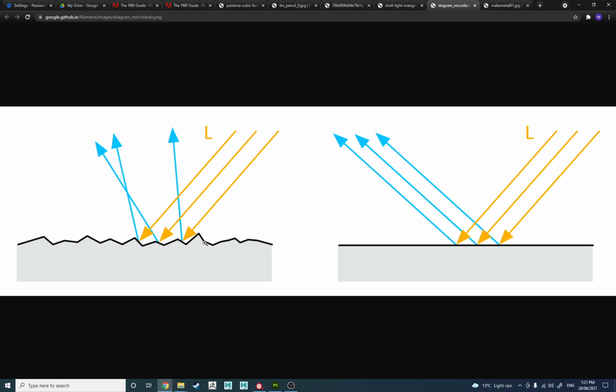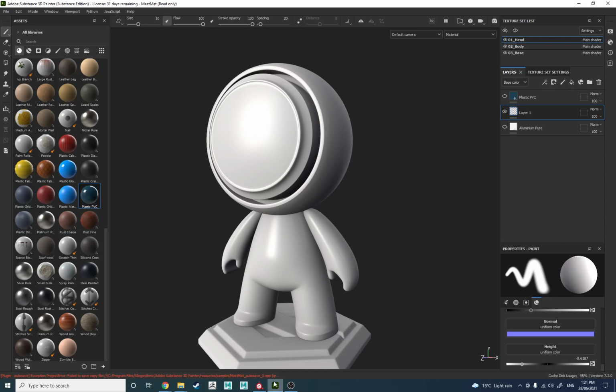These are just tiny, tiny details in the surface of your model that you wouldn't even texture with a bump map or a normal map. They're on such a microscopic level, but they still impact how light plays on the surface. So it's still worth texturing on. It can make a really big difference.